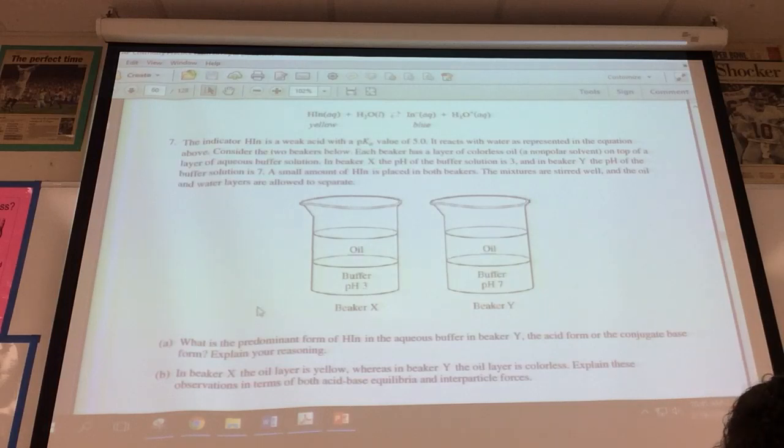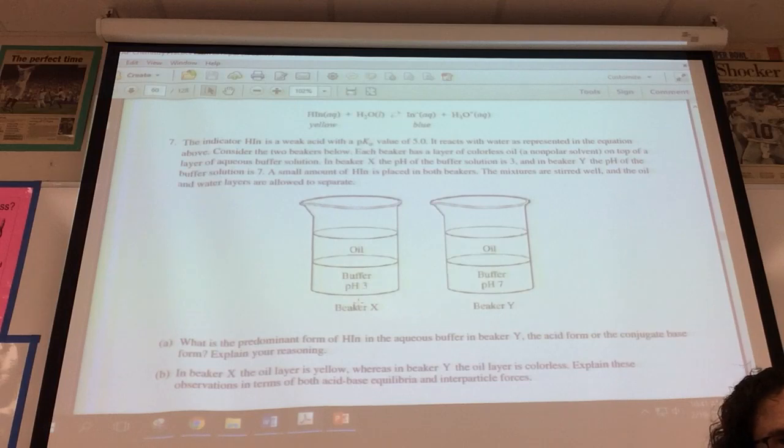Part B is one of these great questions because it's not only a question about indicators, which falls in the acid-base question, it's also a question about IMFs, or interparticle forces, and they dropped a major hint there. In beaker X, the oil layer is yellow, whereas in beaker Y, it's colorless. Explain these observations in terms of both acid-base equilibria and interparticle forces.